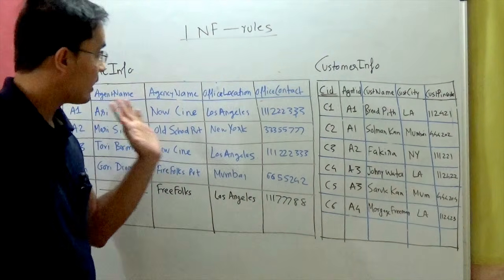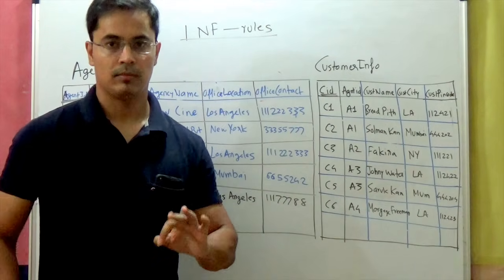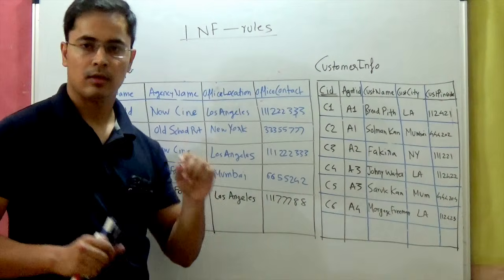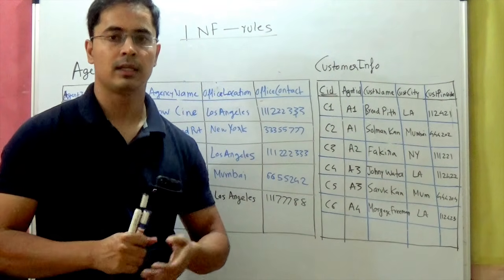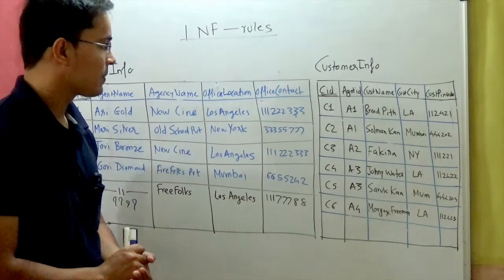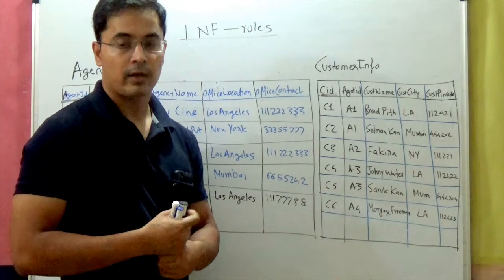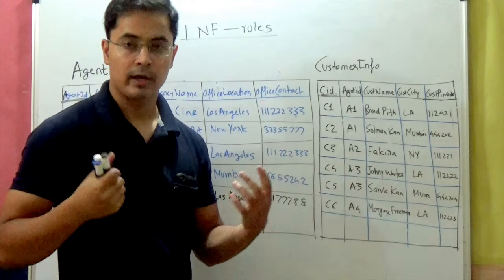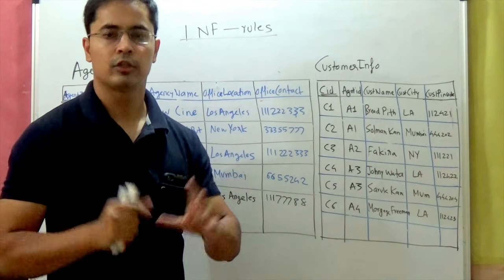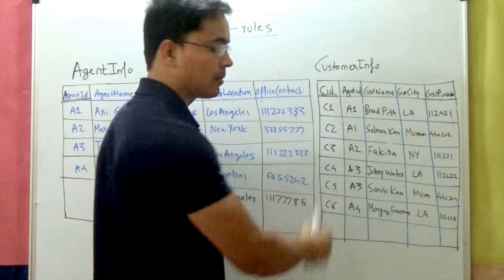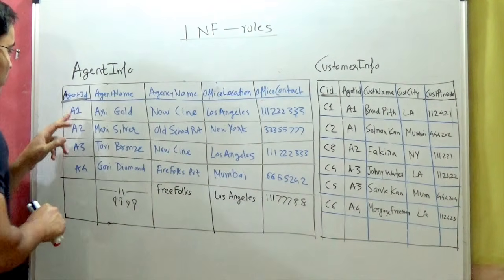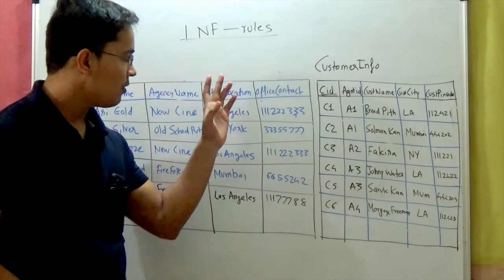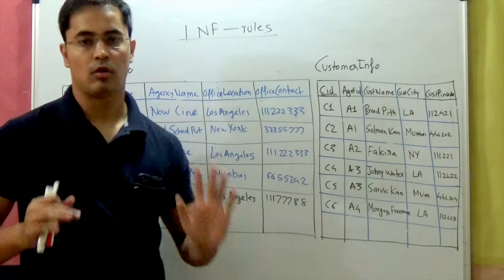So now our database is in first normal form because all the columns are atomic, so they have single values, and there are no more groups of columns representing similar information. Also, as the rule of first normal form says, for each table there should be a column or a group of columns which should be able to uniquely identify each row. In short, there should be a primary key. So in customer info we have customer ID, and in agent info we have agent ID, which uniquely identifies each agent. So we have primary keys and we have atomic columns. So we are now in first normal form.